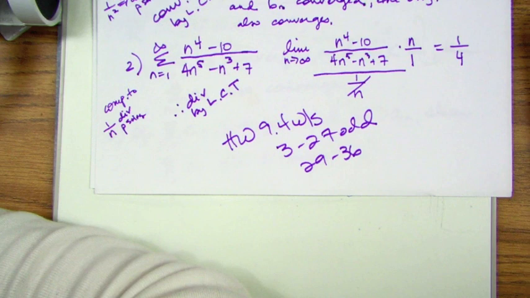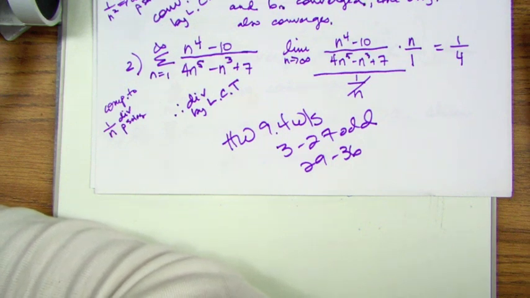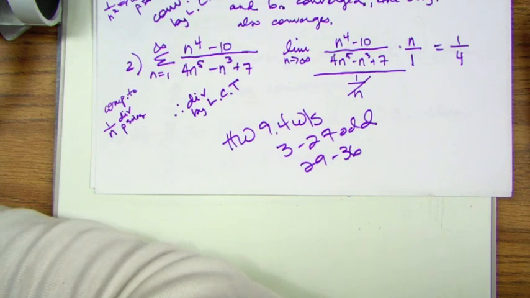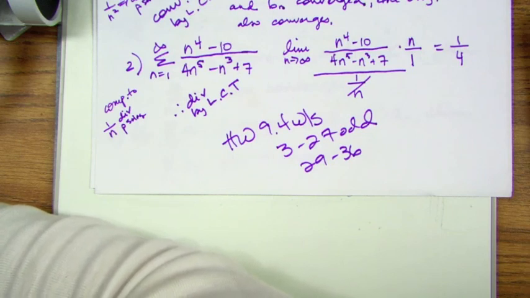So since the limit as n went to infinity gave me a finite positive number, the original series will do exactly the same thing as the series I compared it to. So since 1 over n diverged, this series will diverge by the limit comparison test.